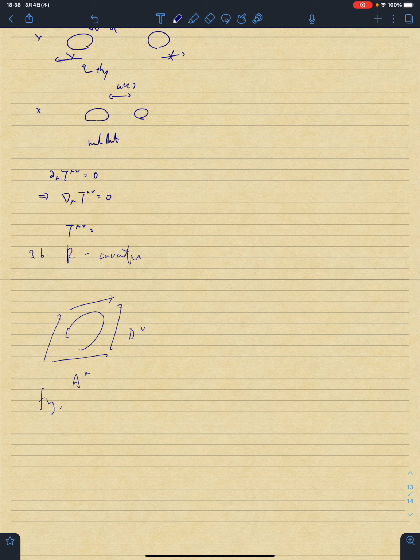We therefore expect the expression for the change delta V^rho experienced by this vector when parallel transported around the loop should be of the form R^rho_sigma mu nu V^sigma A^mu B^nu.